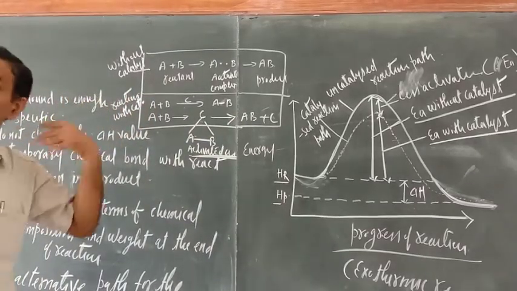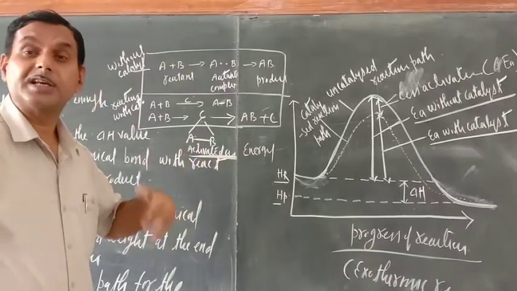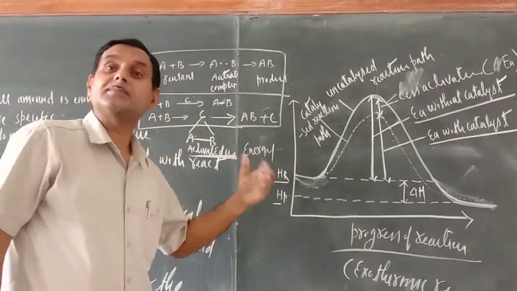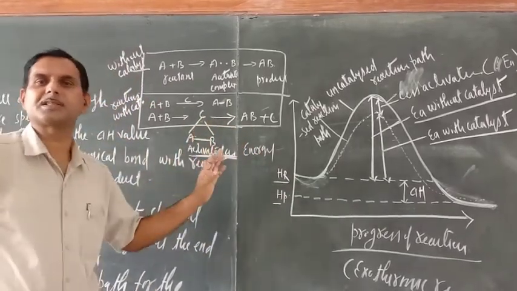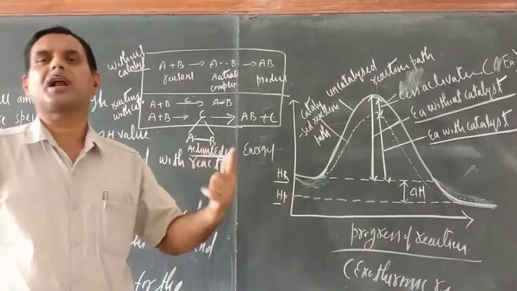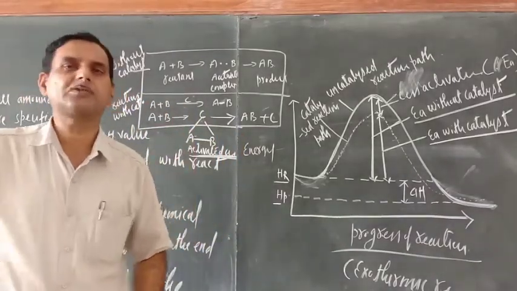Catalyst takes part in the chemical reaction, but at the end it remains unchanged in terms of chemical composition and weight. In this way, this chapter is completed. Only one numerical on activation energy is left. With the help of the Arrhenius equation, that also I am going to complete.